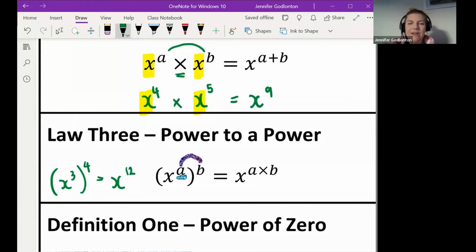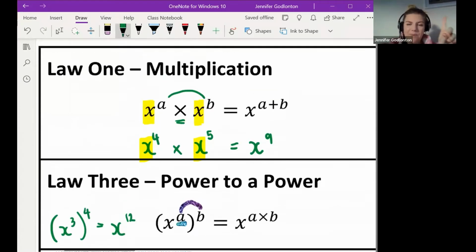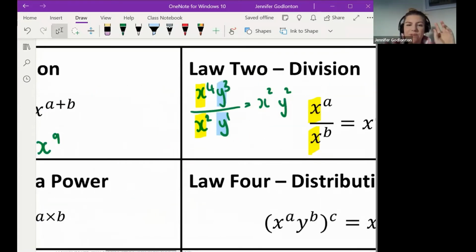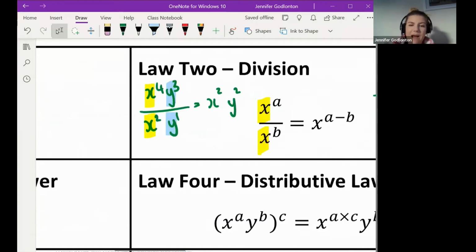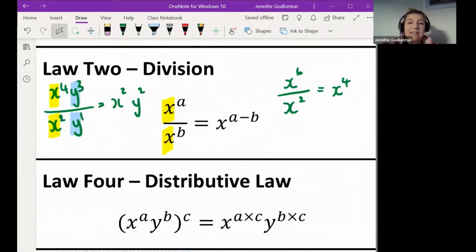Okay. So the first power rule was multiplication. The second rule was division. The third rule is power to a power. The fourth one is the idea of distribution. Basically that's saying that if we have these two things inside my brackets, they have their own powers, I have to multiply that and I have to multiply that. So I'd have x to the AC, y to the BC.